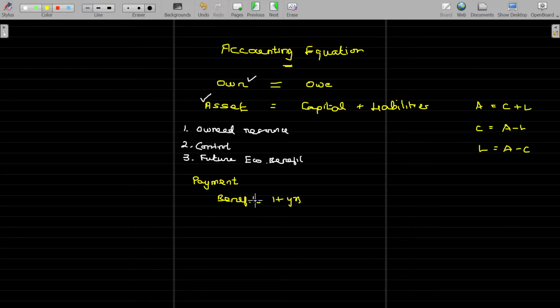That's very, very important. Whatever payment you make, that payment should give you benefit for more than 1 year. 1 year means accounting period. The accounting period usually starts on 1st April and ends on 31st March. Like the calendar year starts on 1st January and ends on 31st December, and the academic year starts in June and ends in June.